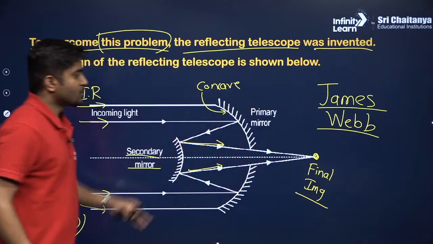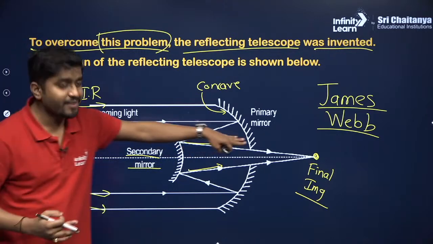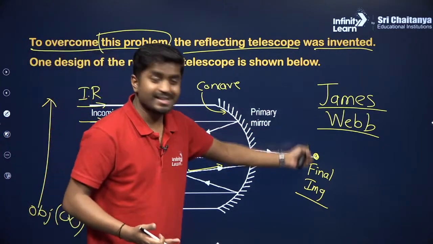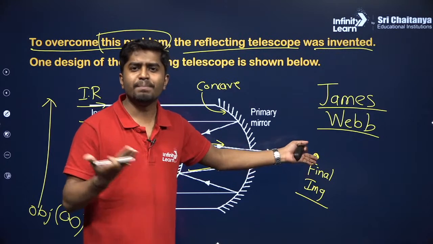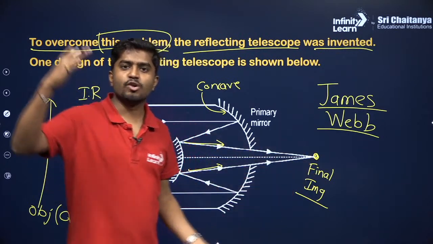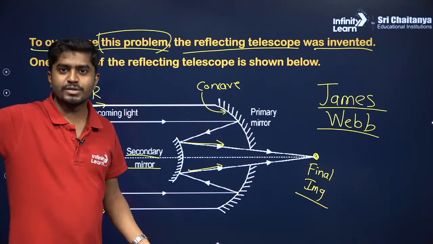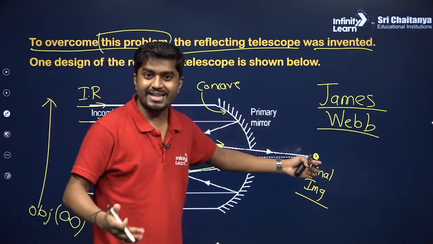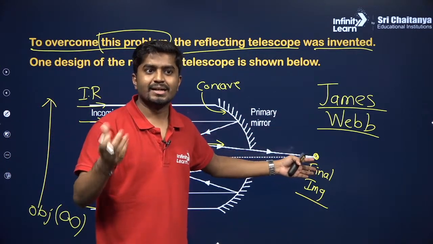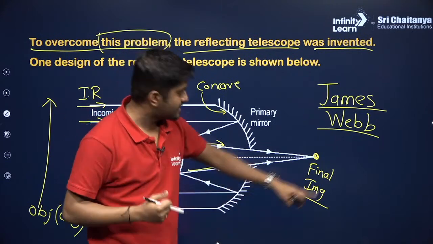Okay. So there is a final image, the place where the final image is formed. You can place a screen here or some detector. You won't place a screen in the telescope, right? Telescope is outside our Earth. So we won't put a screen here, but we'll place a detector. That detector will capture this image.